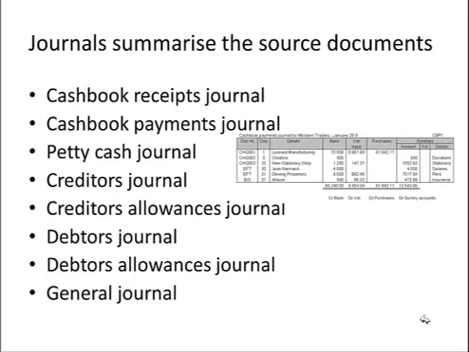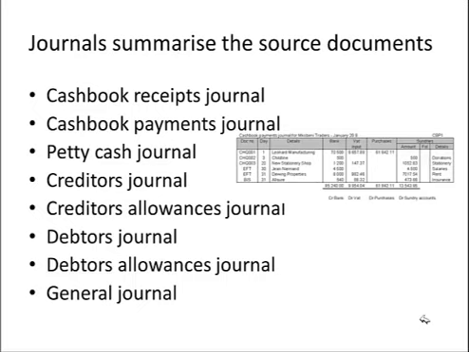Any transaction that caused the balance of the business bank account to increase is recorded in the cash receipts journal. Any transaction that causes the balance of the business bank account to decrease is recorded in the cash payments journal. Purchases from the petty cash box are recorded in the petty cash journal. Purchases done on credit from suppliers are recorded in the creditors journal, also called the suppliers journal. Returns of goods to suppliers are recorded in the creditors allowance journal.